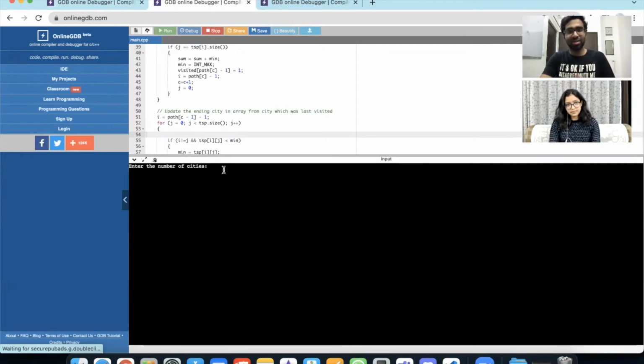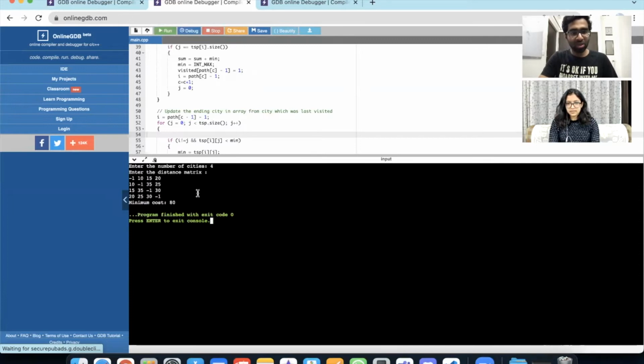I'll take the same inputs as in the previous problem, just to verify if both the answers are the same and if both the codes are working correctly as well. In the previous problem as well, I had 4 cities, and I'll copy paste the same adjacency matrix here, and I'll run the code.